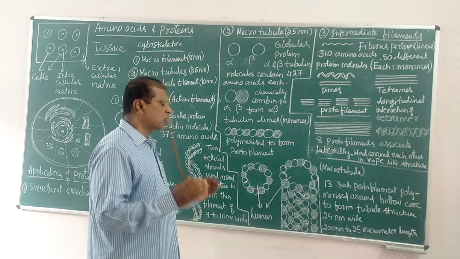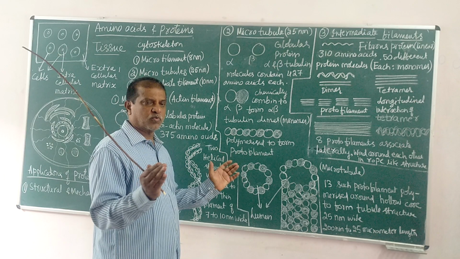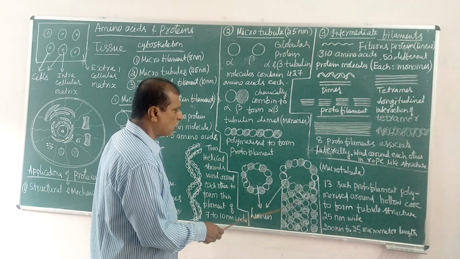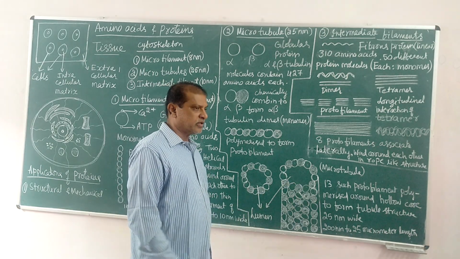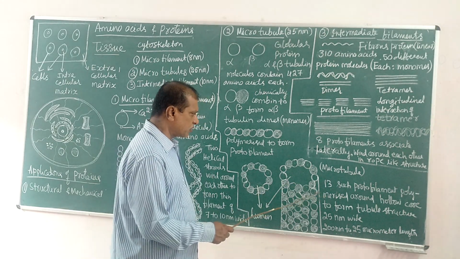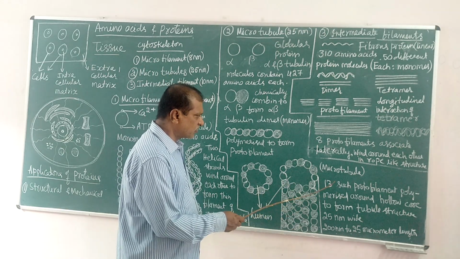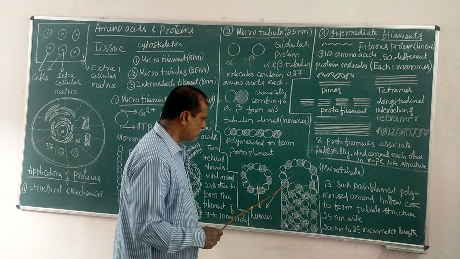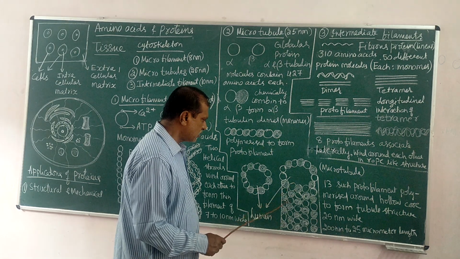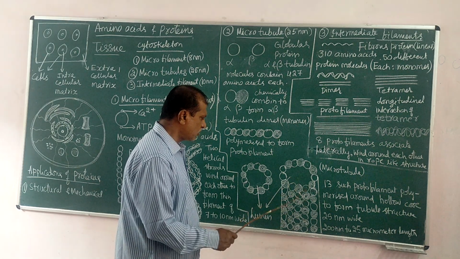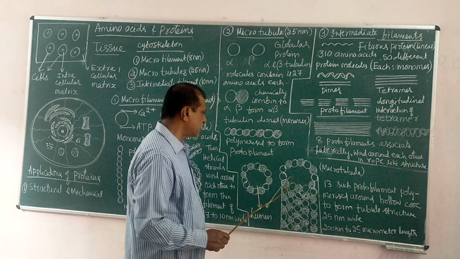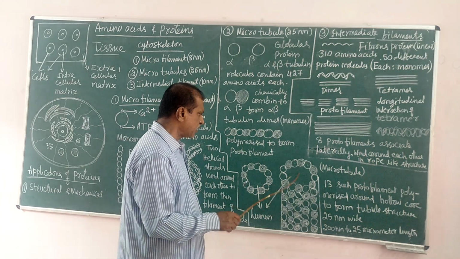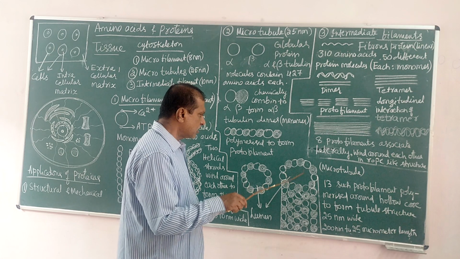These protofilaments undergo further association, a cluster of protofilaments forming a shape like this, a hollow or tubular shape. This tubular shape consists of 13 such protofilaments. One protofilament is polymerized, there is one more, all around 13 protofilaments, like the upper surface here, sideways. Inside is the lumen, an empty space.